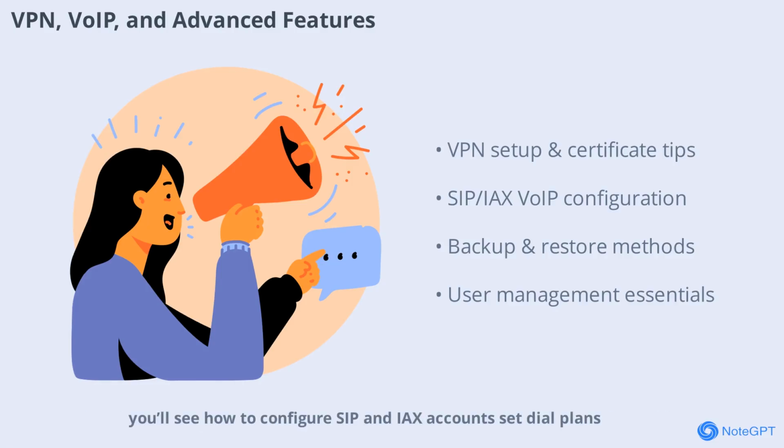bridging modes. For VoIP, you'll see how to configure SIP and IAX accounts, set dial plans, and integrate with analog phone systems or IMS providers. We'll also cover backup and restore procedures, user account management, and email server integration. By leveraging these advanced tools, you can create a robust, flexible, and secure communication environment for your organization. Stay tuned for a quick summary and best practices in our final scene.